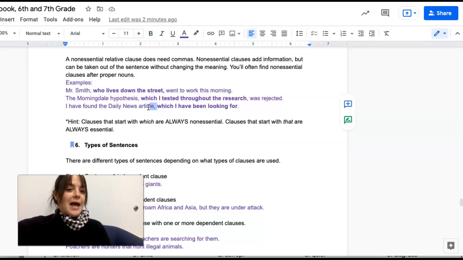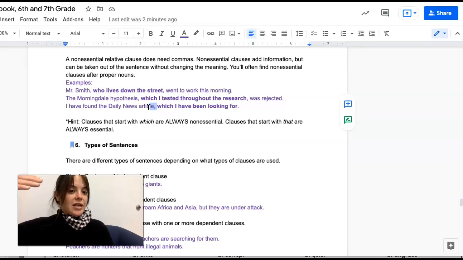Okay, so let's recap. Two types of dependent clauses, right? One beginning with our WUPUS words, one beginning with our relative pronouns. Okay, for our clauses beginning with relative pronouns, you can have essential ones that must stay in the sentence and do not have commas, or non-essential ones, which can be taken out of the sentence and do need commas, okay?